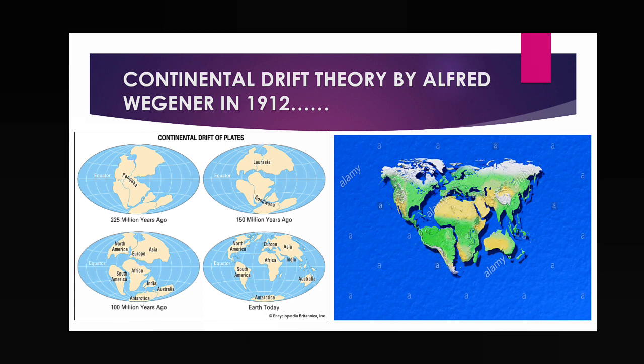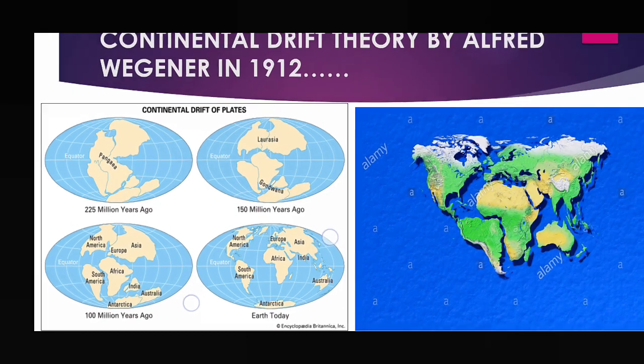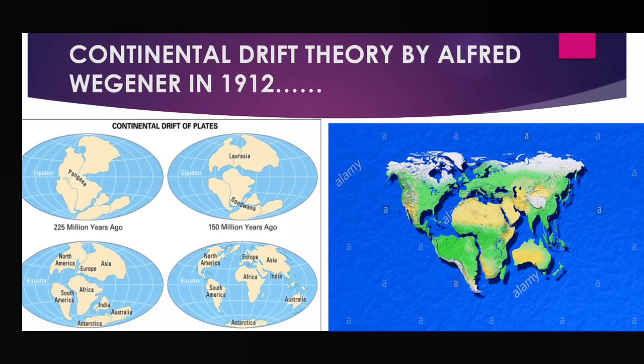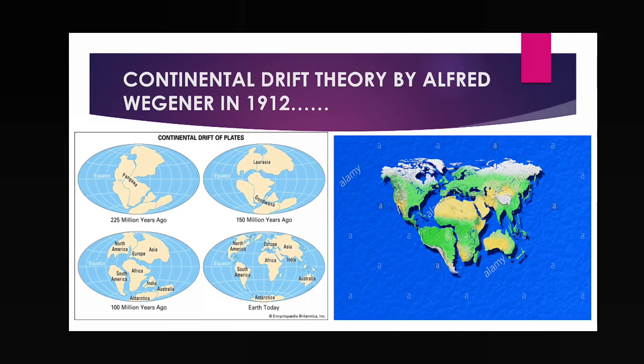So continental is related to the word continent, and drift means movement, drifting, displaced, moving from one place to another place. That means it is a concept related to the movement of the continents, and these movements are caused by different things. In detail there are so many causes given, but the main topic, the main indication, is that the plates are moving.